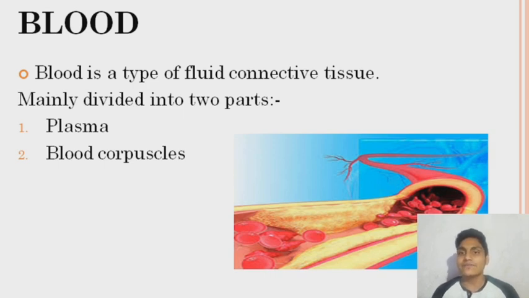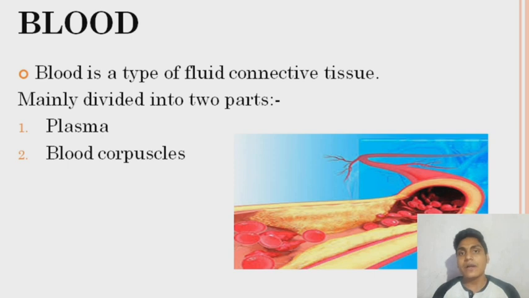Now blood, you might have seen the red color of the blood. Blood is nothing but a combination of plasma and blood corpuscles. These are fluid connective tissue. Plasma is the water content in the blood. Blood corpuscles are mainly of three types: RBC, WBC and blood platelets. RBC are the red blood corpuscles, and WBC are the white blood corpuscles.